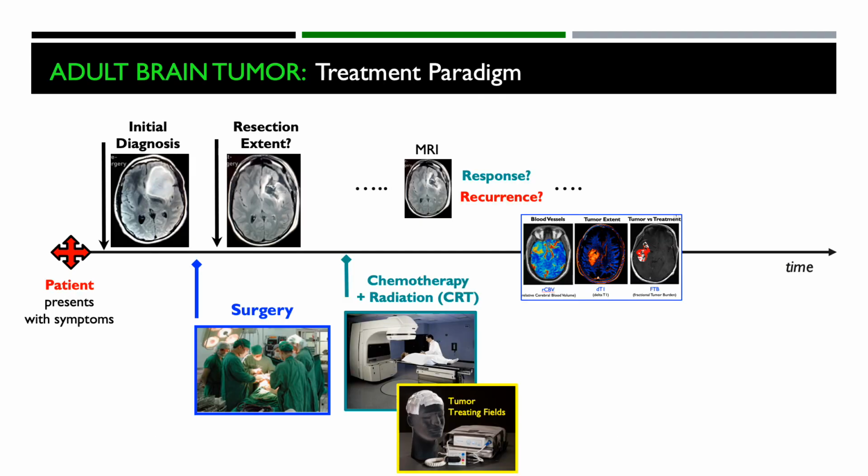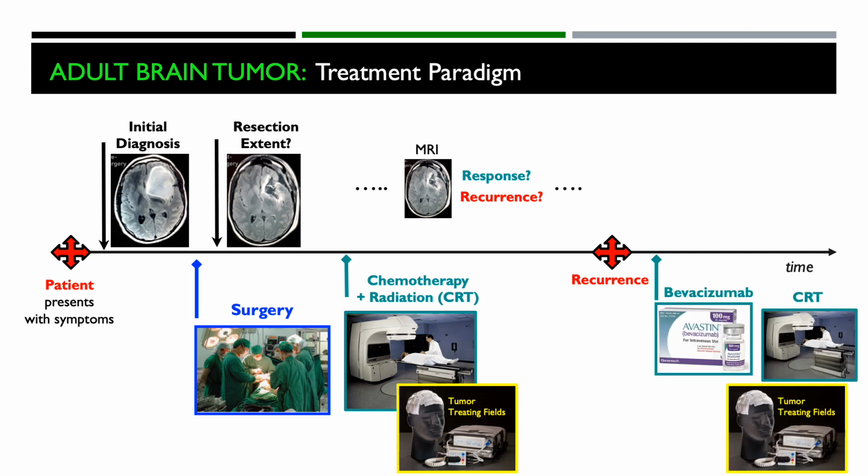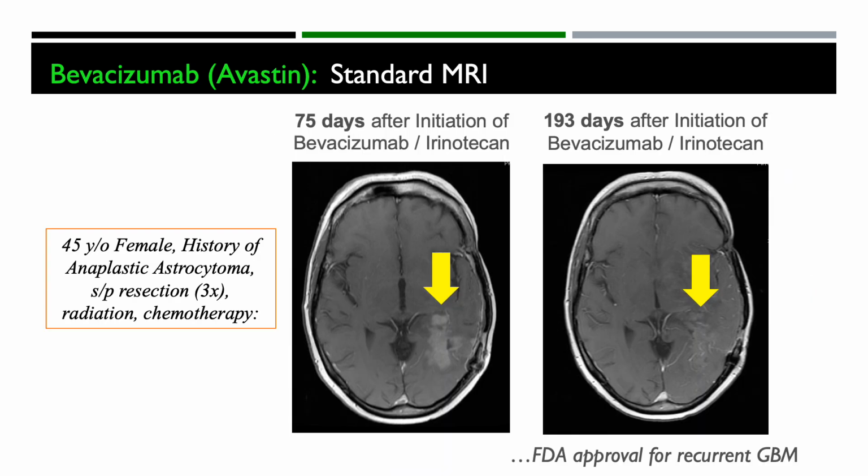So these methods have been shown, with these previous studies and examples that I showed you, to be very relevant in this time frame of the treatment paradigm for brain tumor patients. Now, what about at recurrence? As I mentioned, at recurrence, there are several different treatment options, including Bevacizumab or Avastin, chemoradiation therapy, and also tumor treating fields. And again, a standard MRI is used to assess: is it response or is it progression?